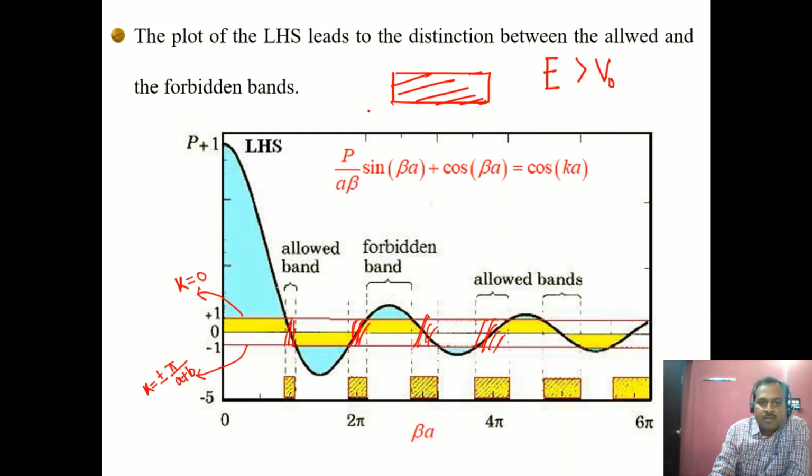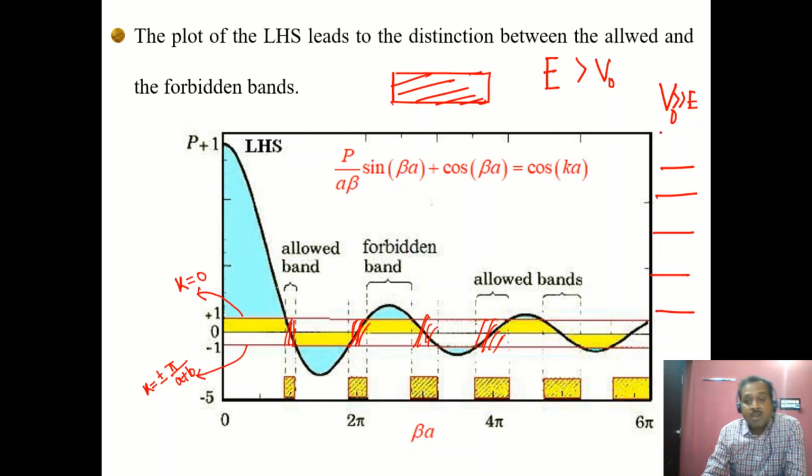Similarly, if we consider the other extreme, when the potential V0 is very large compared to the energy of the electron, the width of the allowed band is almost like a single line. So that means we can talk about the discrete energy levels when the potential is very large, or for a single atom or a molecule where there are no free electrons. In that case, we can talk about the existence of discrete energy levels.